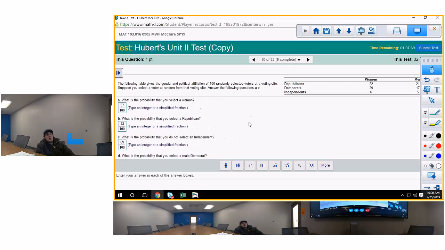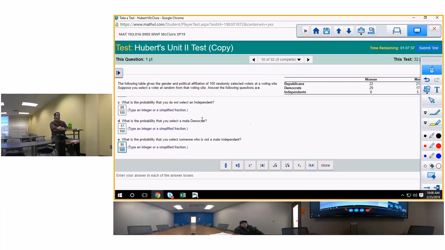I don't think they're simplifiable because 100 is even. Well, you could, yeah. I'm not going to worry about that. Y'all worry about that. Okay. I'm not going to worry about that when I'm going over a review.